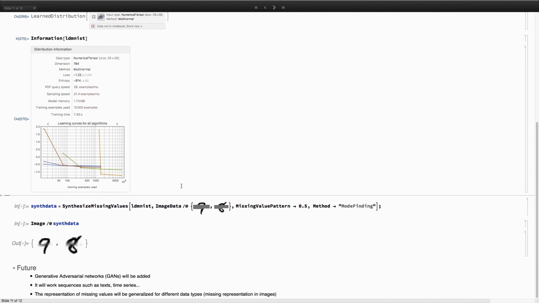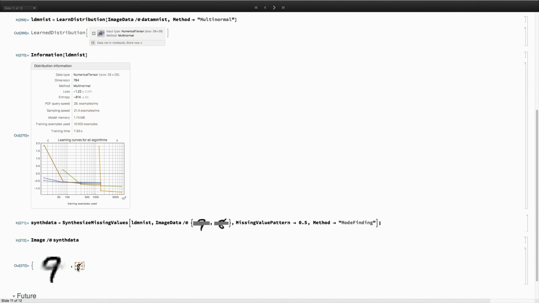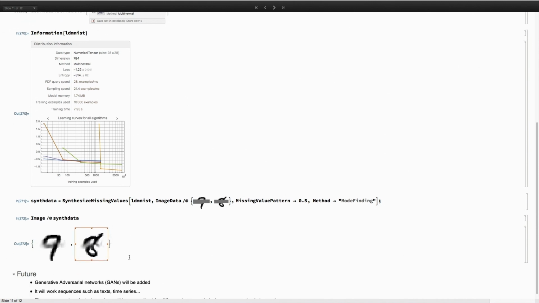Back to synthesize missing value, given that learned distribution, I have two cropped images, and I say treat 0.5 as missing. It would use the mode finding, drawing a mode from the conditional distribution, and it will just fill in the missing values for us.